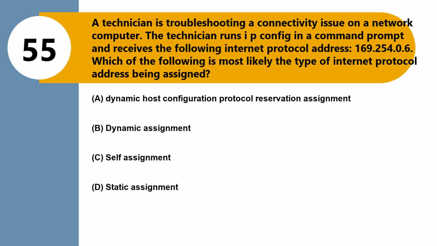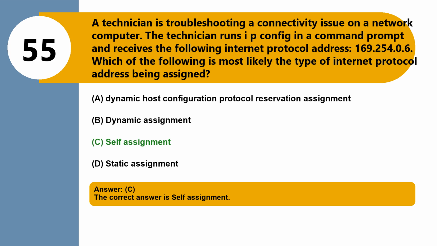Question 55. A technician is troubleshooting a connectivity issue on a network computer. The technician runs ipconfig in a command prompt and receives the following Internet Protocol address, 169.254.0.6. Which of the following is most likely the type of Internet Protocol address being assigned? Option A, Dynamic Host Configuration Protocol Reservation Assignment. Option B, Dynamic Assignment. Option C, Self-Assignment. Option D, Static Assignment. The correct answer is option C, self-assignment.